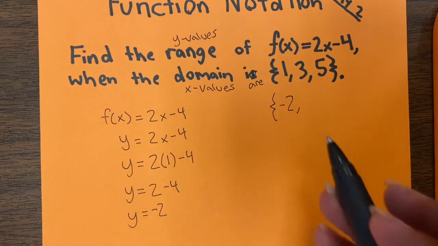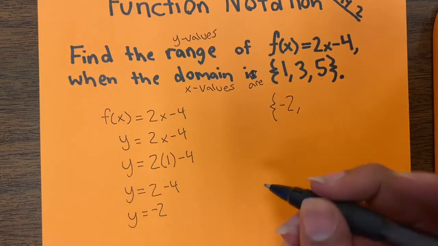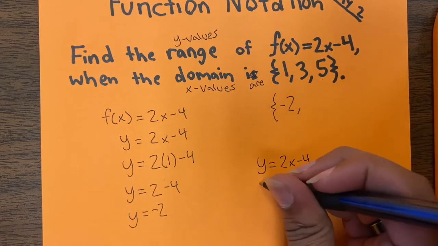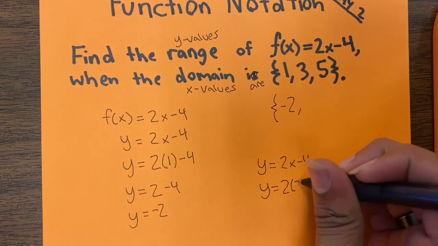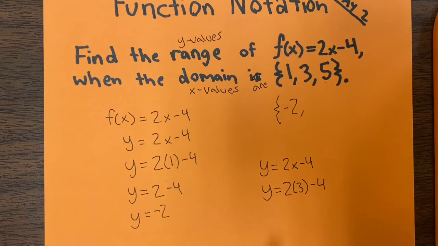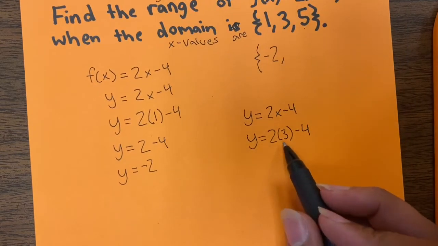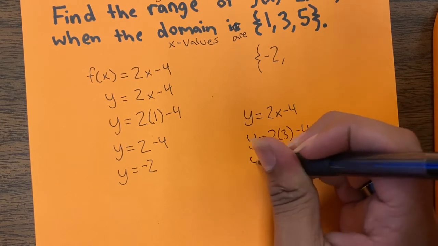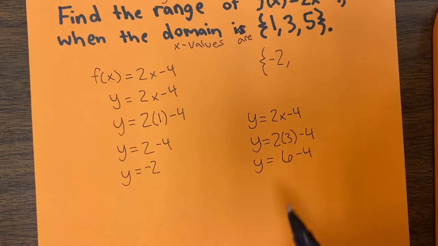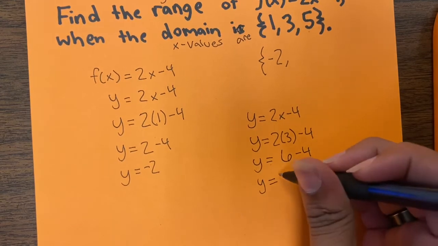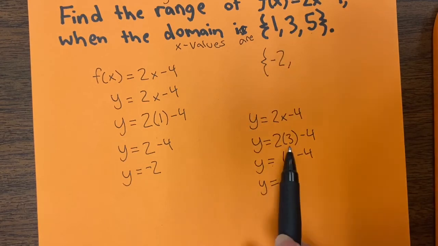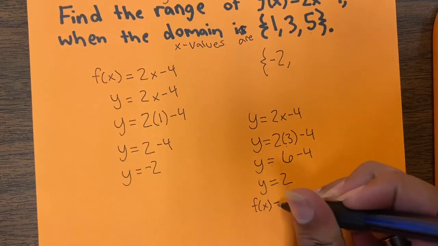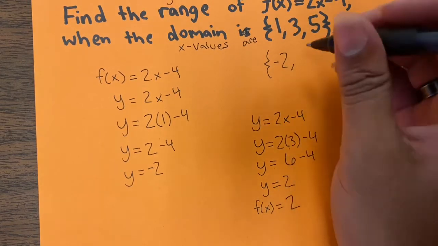Now let's do the next one. So 3, I'm going to plug in 3 for x. So if I have y equals 2x minus 4, I'm going to plug in 3 for x. So first I'm going to distribute. 2 times 3 gives me 6 minus 4. So I'm left with y equals 6 minus 4. 6 minus 4 is 2. So when I plug in 3 for x, the output, which is the same thing as f of x, is going to be positive 2.